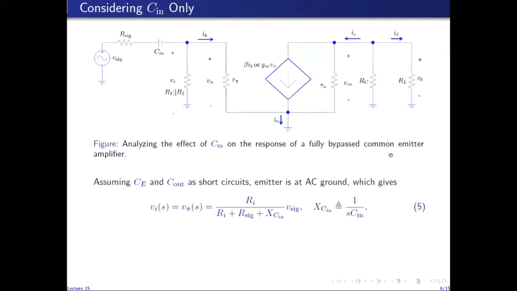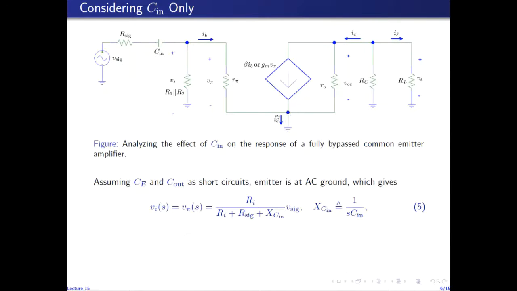So I will consider the effect of C in, CE, and C out separately, one at a time. Starting with the effect of C in on the response of the amplifier, here I show the AC equivalent circuit of the fully bypassed common emitter amplifier with C in connected. As you can see, CE and C out have been assumed as short circuited.